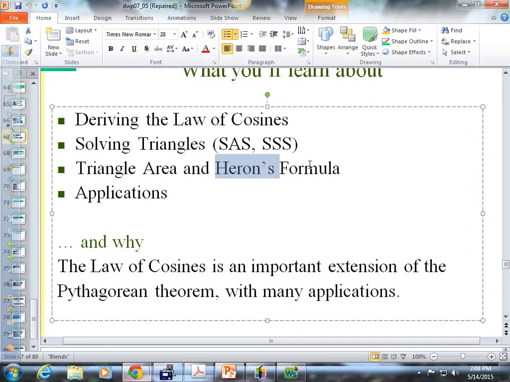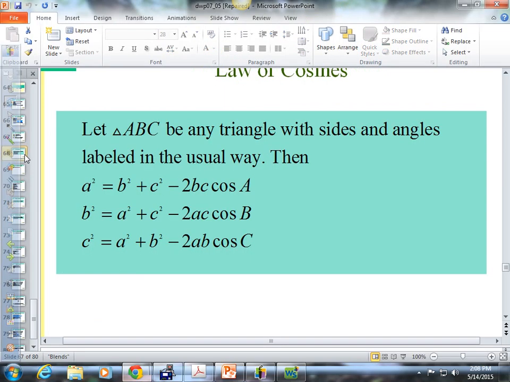So we'll talk about Hero's formula and the basic area formula, not 1/2 base times height. When did we get rid of 1/2 base times height? Geometry in Algebra 1. Okay, there's a trig formula. What is the trig formula for area? 1/2 AB sine C, and then we're going to look at some applications.